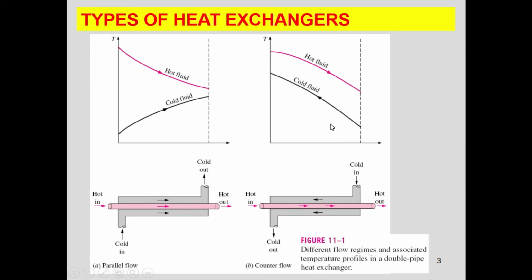And this is the temperature profile for the double pipe heat exchanger with counter current flow. The cold fluid is moving from this point, so this is the initial point of the cold fluid, right, and this is the initial point of the hot fluid. As both of the fluids pass through the double pipe heat exchanger, what will happen? The temperature of the hot fluid decreases and the temperature of the cold fluid increases. So this is the temperature profile for the double pipe heat exchanger with counter current flow.